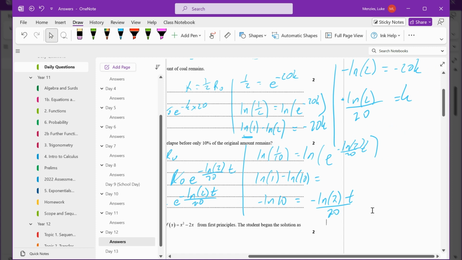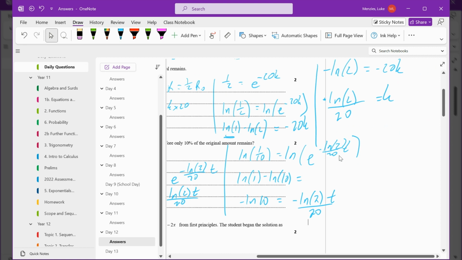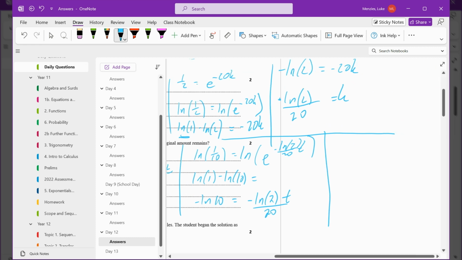And then we want to get t by itself. How do we do that? We can multiply just like we would in a normal equation. And then we'll go here. So I'm going to bring the minus 20 across, so that becomes a positive 20.